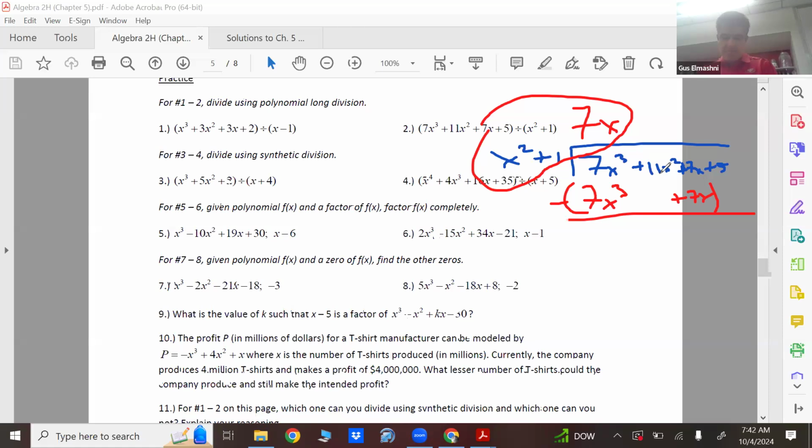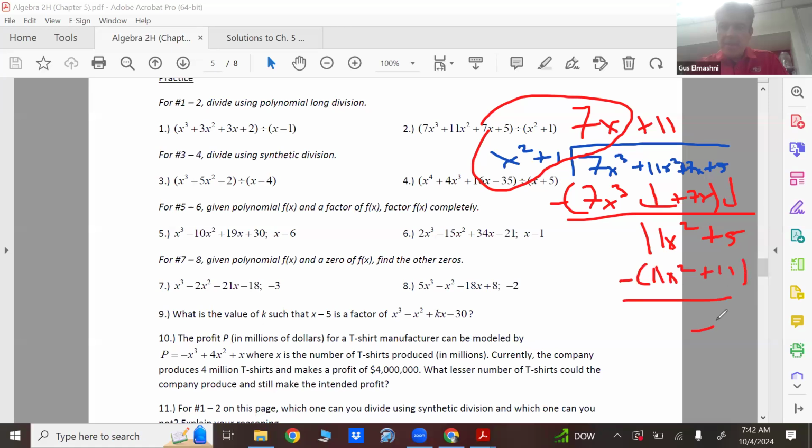Well, you'll be left with 0. You won't have anything. It goes into them equally. Yeah, they'll all go away. So you bring down the 11x squared and the plus 5. And that goes in 11 times. Subtract again, you get -6. So minus 6 over x squared plus 1. Right. And that's your answer.